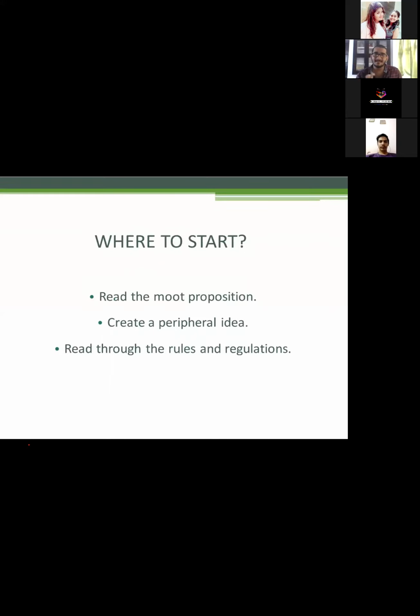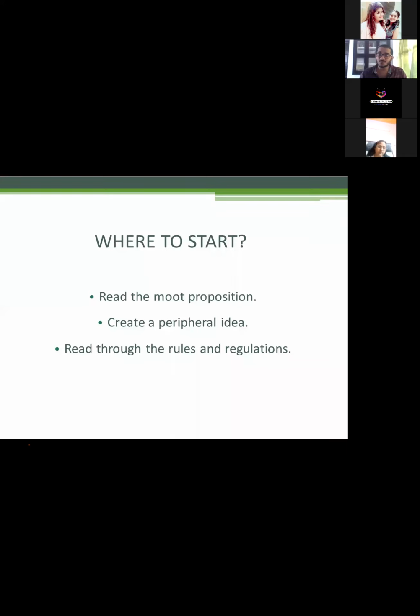And the next thing you have to do is just randomly Google it. You have to create a peripheral idea, meaning you have to have a layman's understanding of what the problem is. Why is it relevant? Is it based on any recent development in the law, or on any recent case laws that are being discussed? Most of the time, moots are usually based on some point of public importance. So some cases that have recently come up, some cases which have been controversial. So you need to have a peripheral idea.